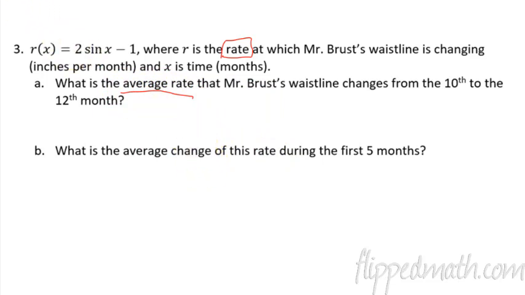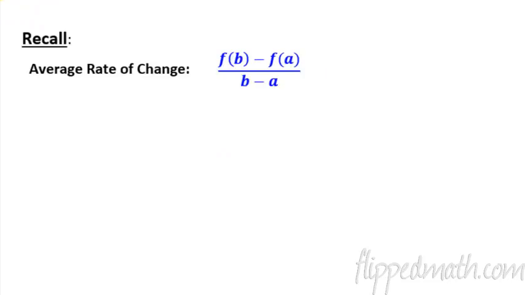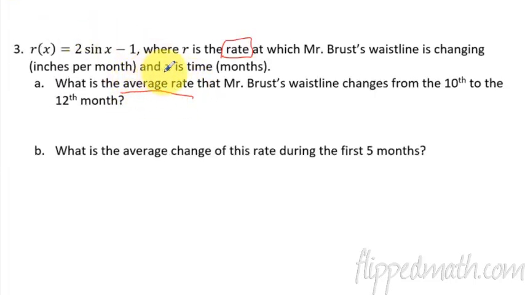So let me go back to this real quick, and then I'll come back to this problem. What was the very first thing we were recalling? Average rate of change. It was the slope between 2 points, remember? Average rate of change, slope between 2 points. So immediately, when kids see what is the average rate, they think, oh yeah, I know this. It's the slope between 2 points, from the 10th to the 12th month. But the problem here is that r of x is the rate. This is the rate at which Mr. Bruss' waist is changing. So when we want the average rate, we want the average of this thing.